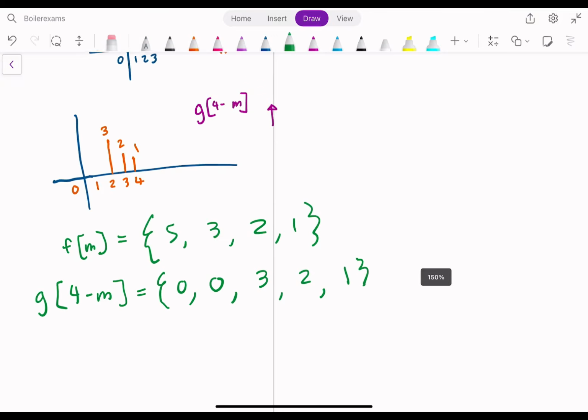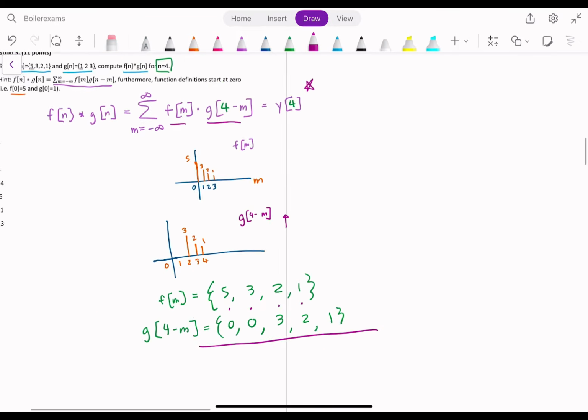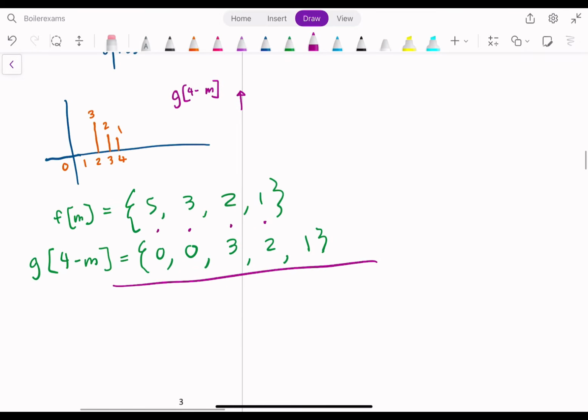And so what we're going to do now is multiply these corresponding values together. So multiply, multiply, multiply. And then we're going to sum those corresponding multiplications together in order to get the result of this summation. And so we will have 0 plus 0 plus 6 plus 3 plus 2, and then there's no corresponding value here, so this would be representative of 0 plus 0. And so this equals 8. And so this is the answer to our question.